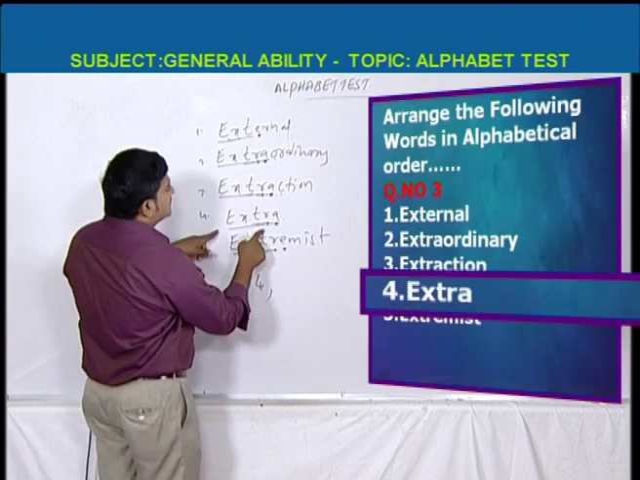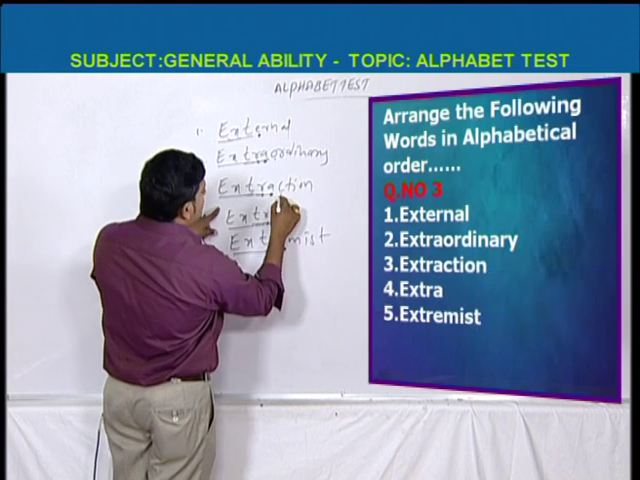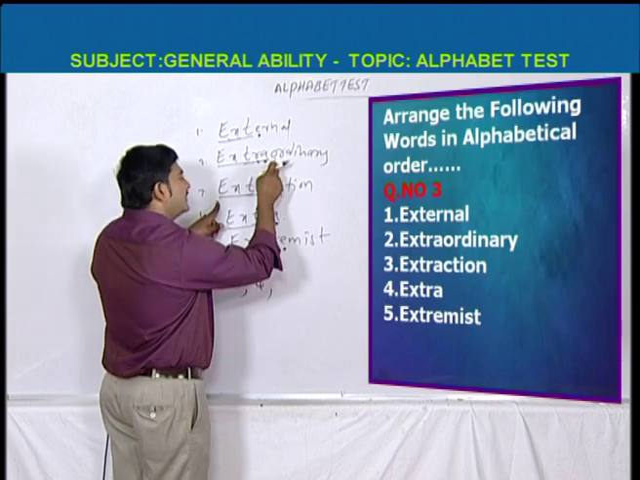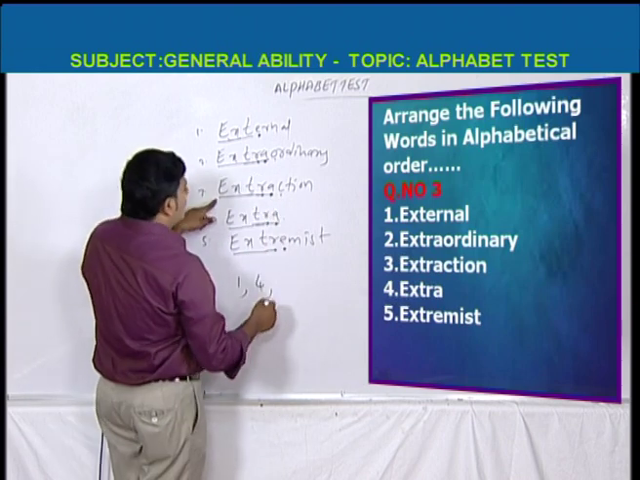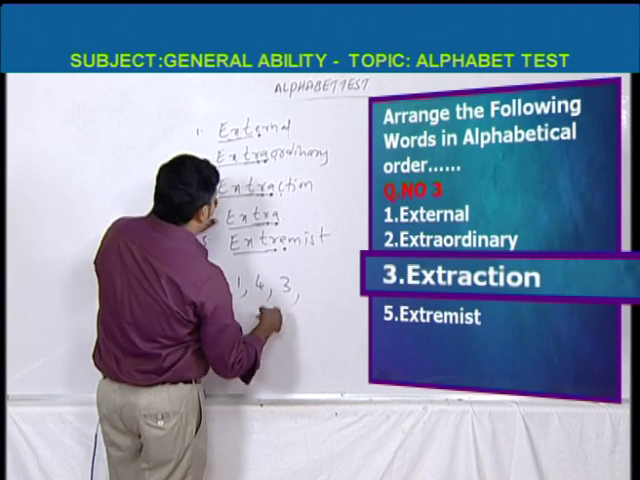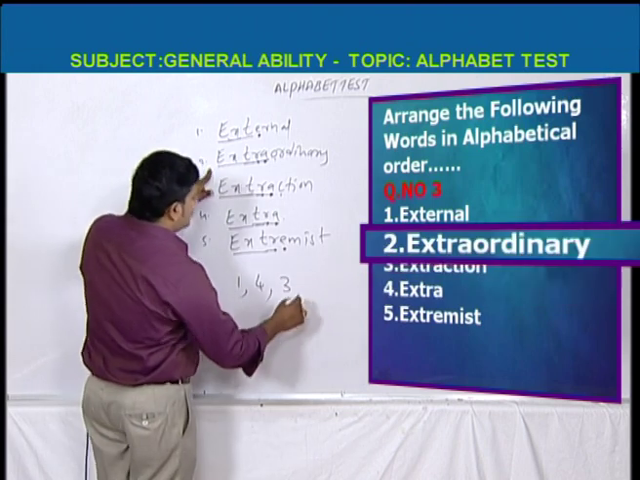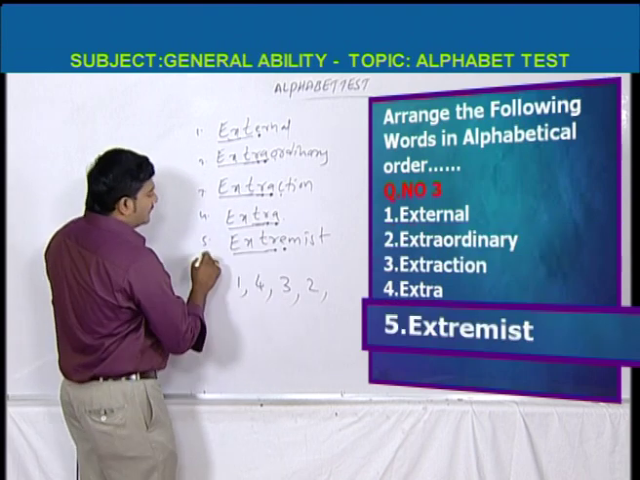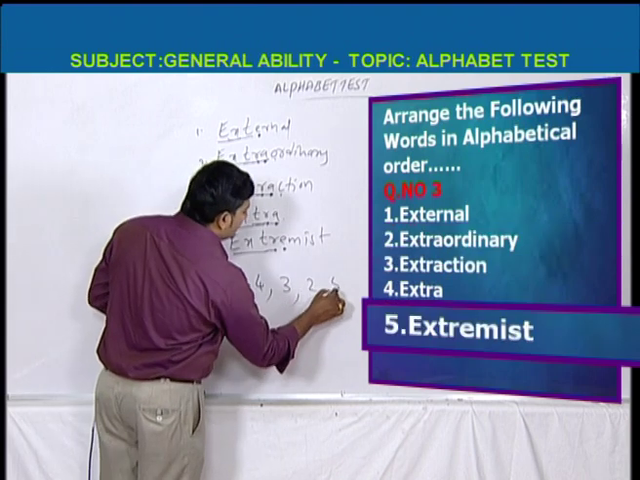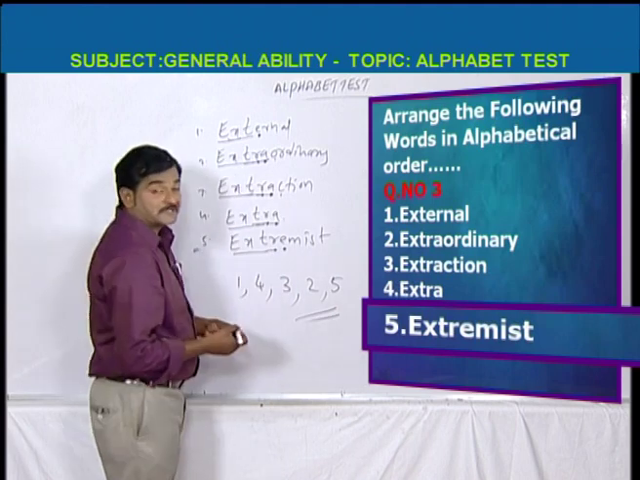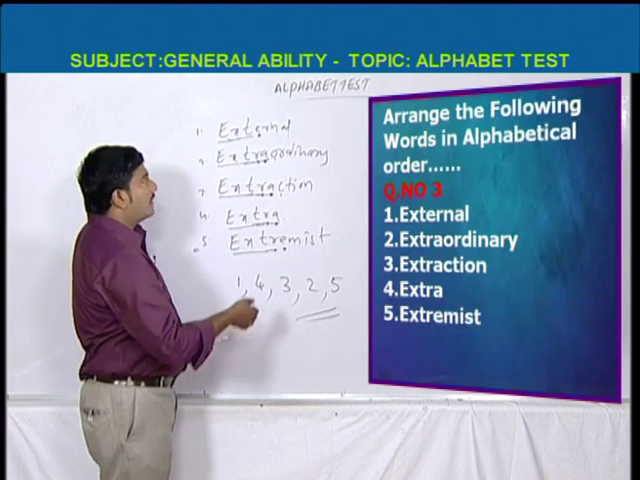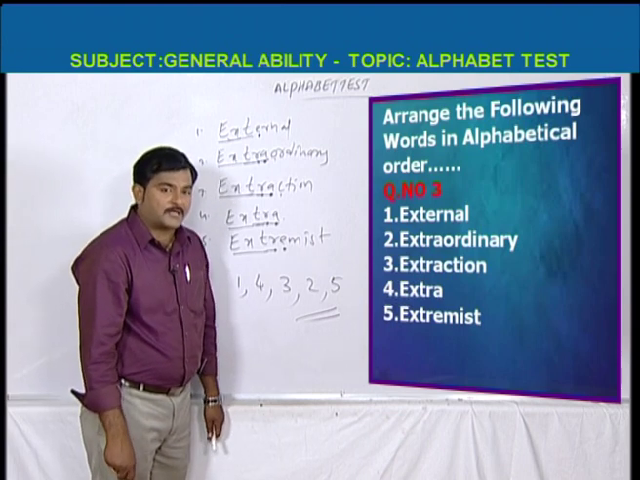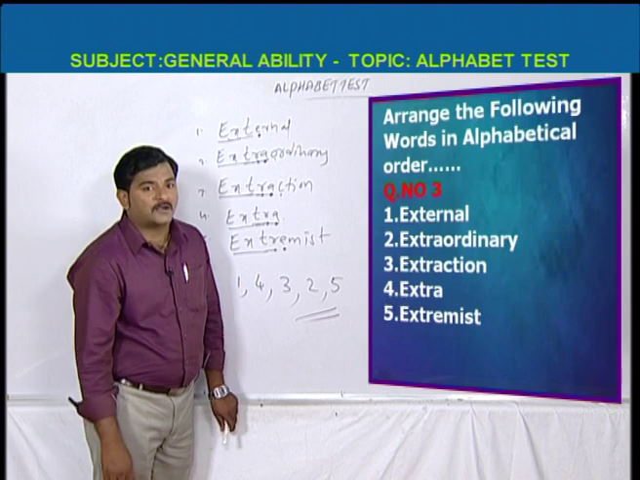So after this extra, next what is there? O is there, C is there. Will you get O or C? First you will get C only, and after C, next you will get O. That's why first you will get the third one, then only you will get the second one. So now 1, 2, 3, 4. Obviously, the next one is extremist. The order of these 5 words is 1, 4, 3, 2, 5. This is the order of the given words.